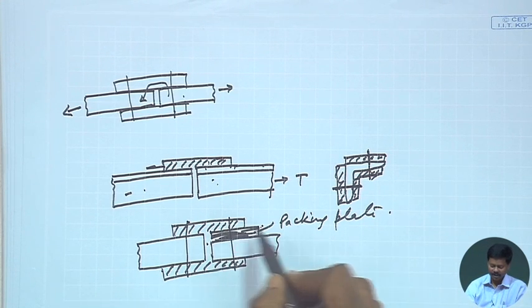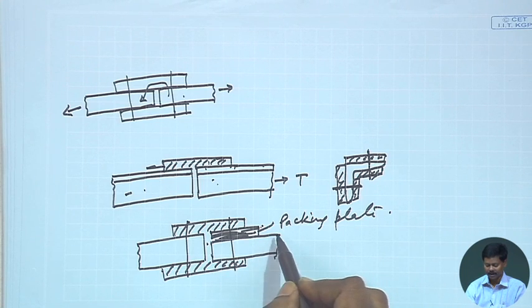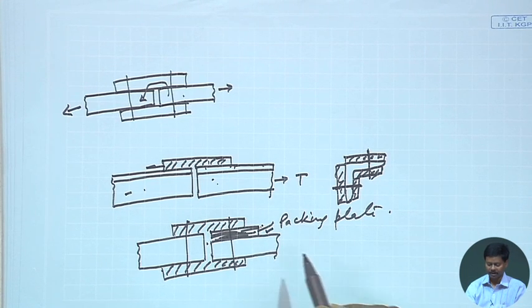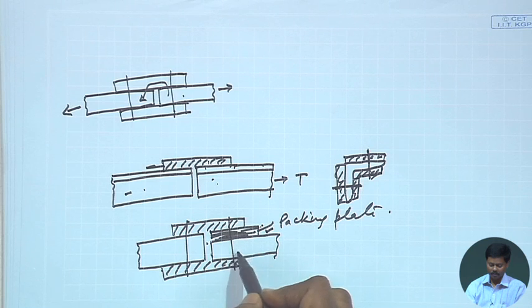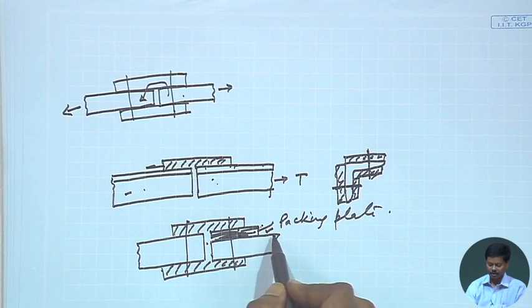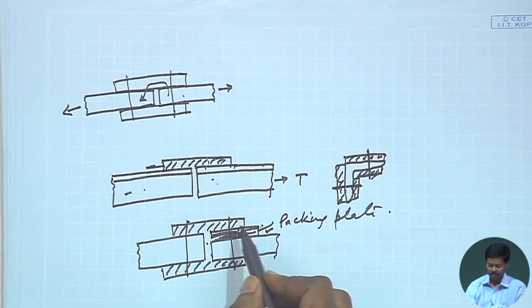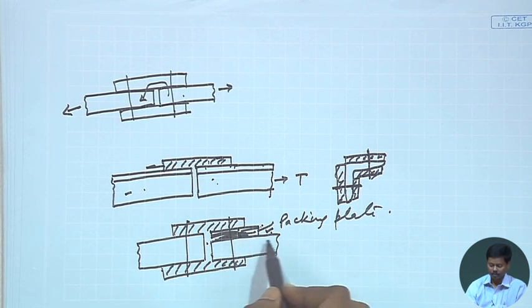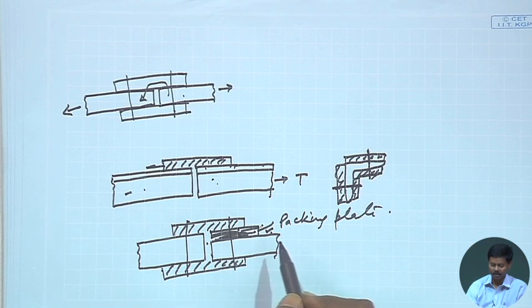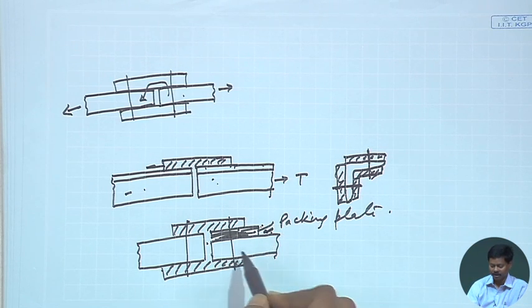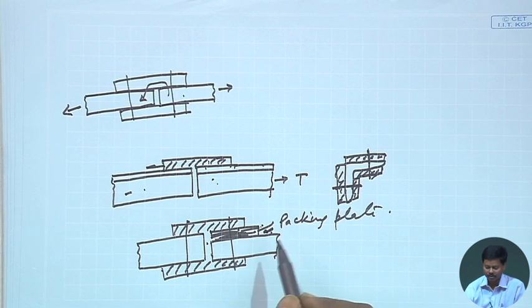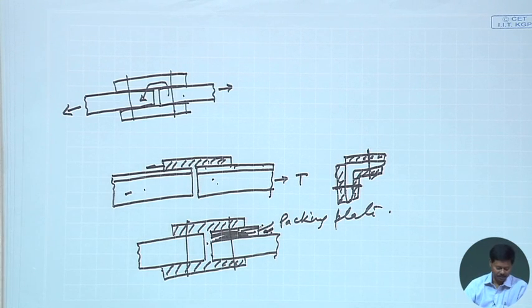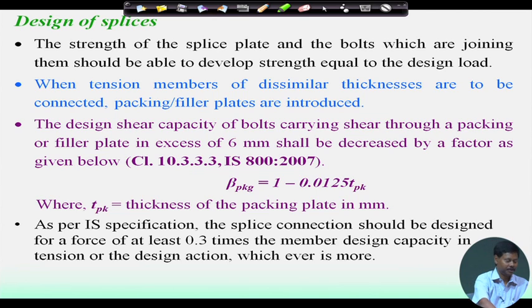Now, for designing splices, different options will come. If the packing plate is more than 6 mm, then we have to introduce extra bolts here, and if it is not, then we may not consider that. Also, we have to consider the reduction factor. If the packing plate thickness is more, then a reduction factor has to be introduced. I will come to that slide now, say for this case.